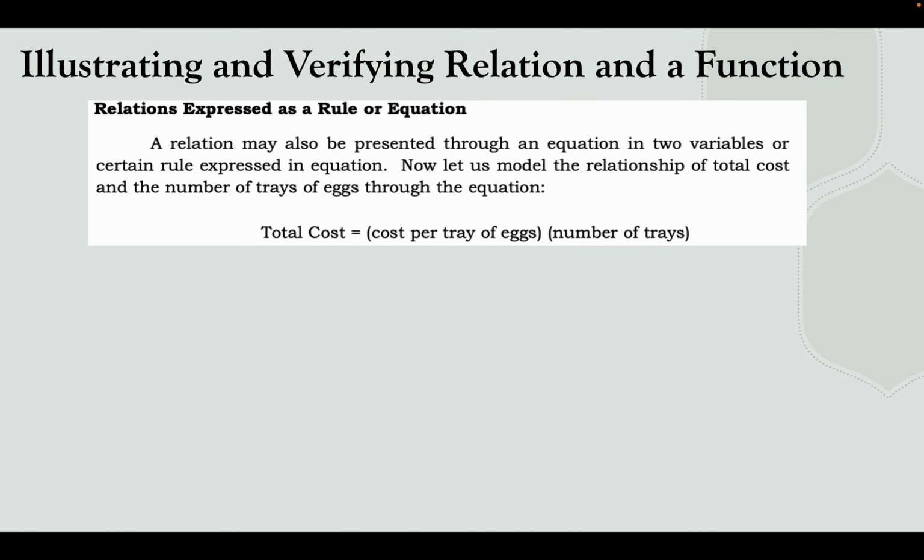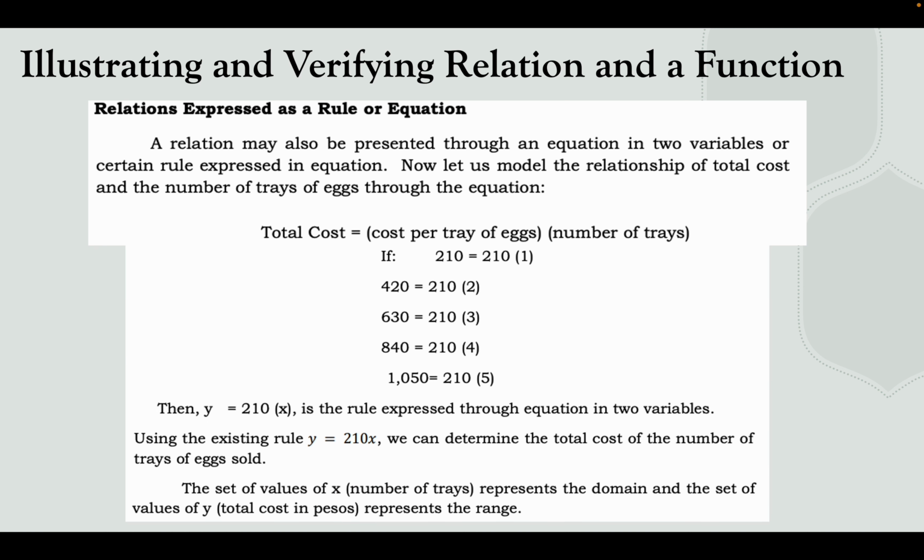Relations expressed as a rule or equation. A relation may also be represented through an equation in two variables, or a certain rule expressed in an equation. Now, let us model the relationship of the cost and the number of trays of eggs through an equation. The total cost equals the cost per tray of eggs times the number of trays. So we have 210 as the cost per tray, and then the number of trays.